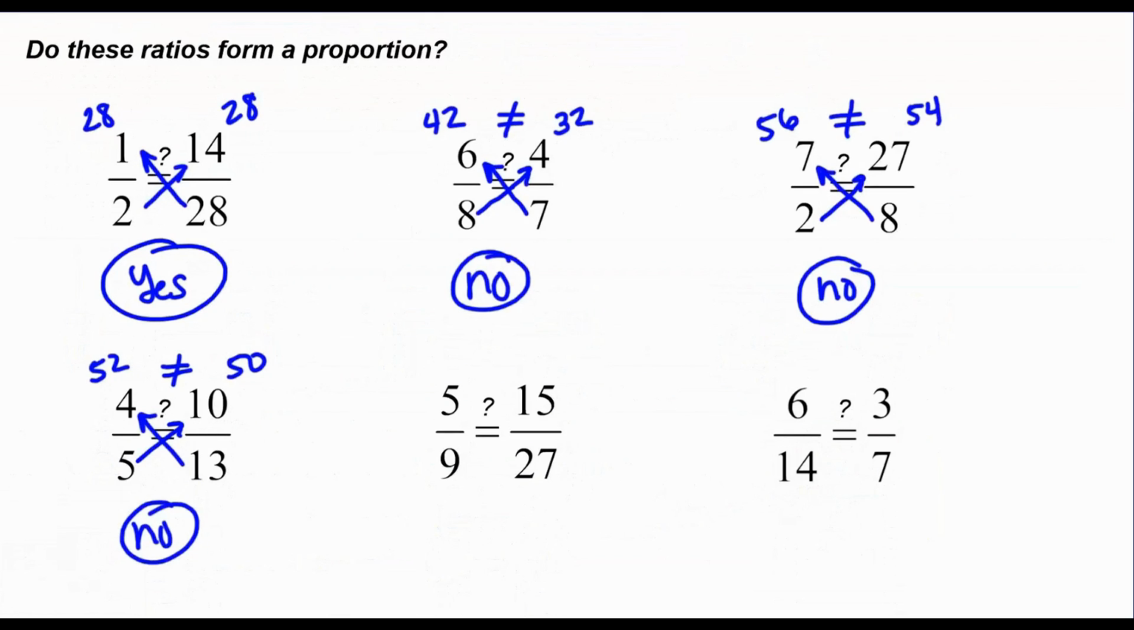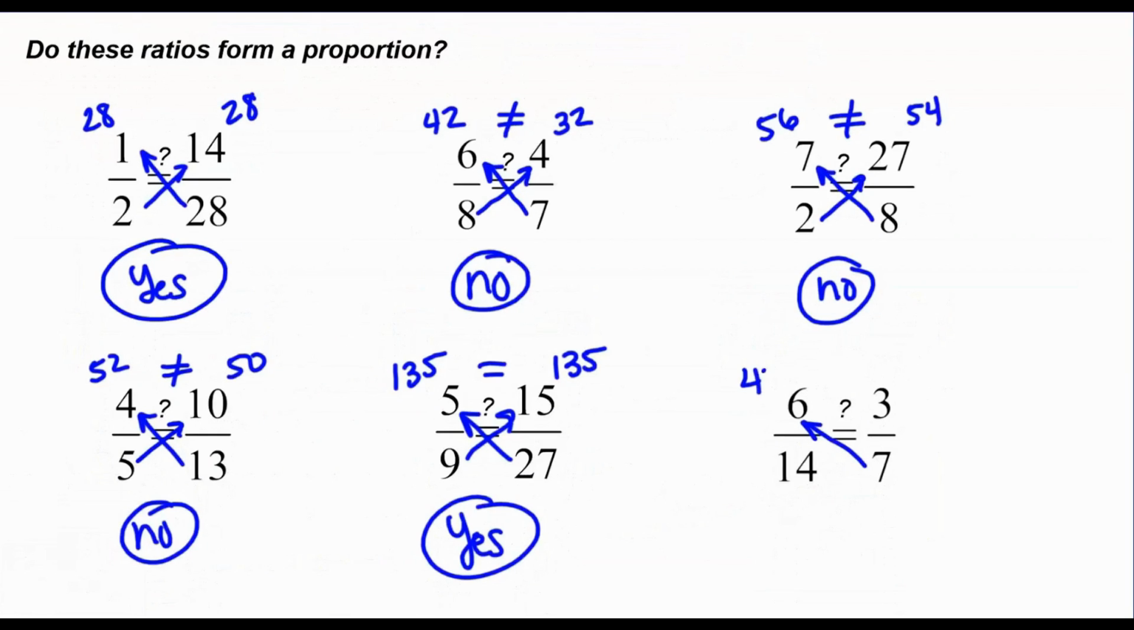Next, 5/9 and 15/27. If you know that this one simplifies to 5/9, you'll know that yes, these do form a proportion, but checking the cross products, 27 times 5 is 135, and 9 times 15 is also 135. The two cross products are equal, so yes, these ratios form a proportion. And then lastly, 6 to 14 and 3 to 7, do these two ratios form a proportion? 7 times 6 is 42, and 14 times 3 is also 42. The cross products are equal, so yes, these ratios form a proportion.